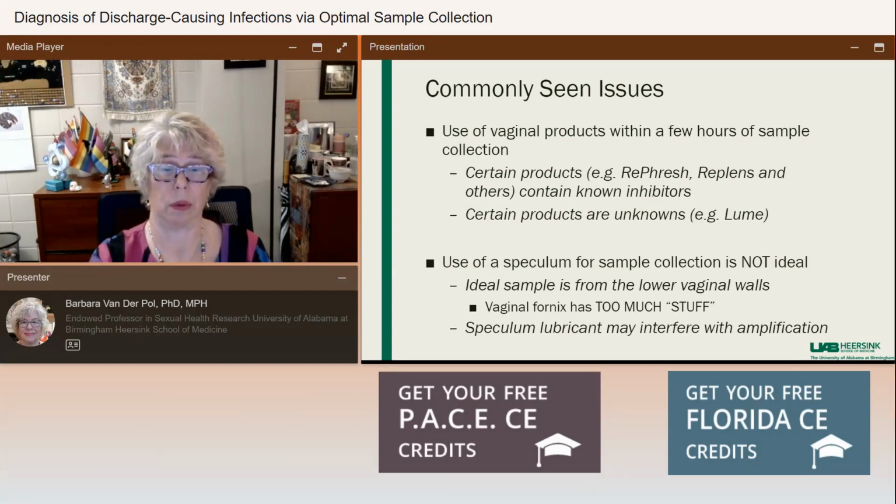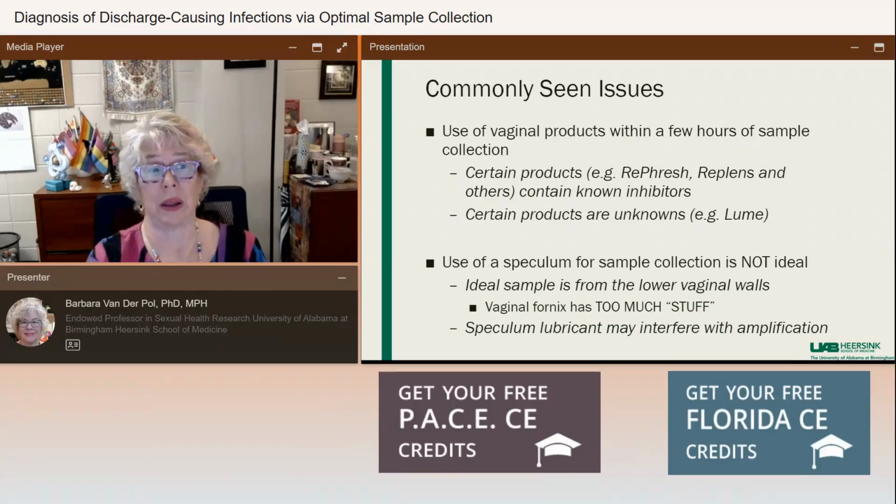But we do know that certain products like Refresh and Replens, which are two of the most commonly used products for lubricants, contain known inhibitors. For some reason, KY doesn't seem to, but the Refresh line of products does. But then there are a whole bunch of products we know nothing about, and that includes things like Lume. And I assume you're all familiar with Lume, but if you're not, their promotional scheme is to say this is something you can use in any crack, crevice, nook, or cranny to reduce unwanted odor.